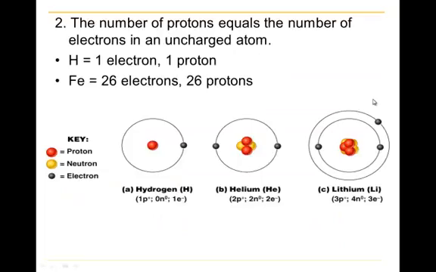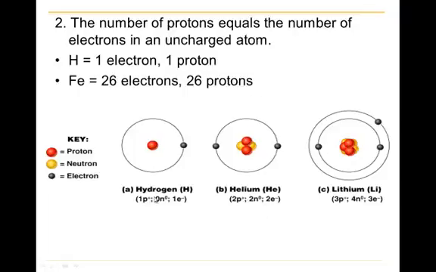A second characteristic deals with what I just said, that the number of protons equals the number of electrons in an uncharged atom. And so a regular uncharged atom has one negatively charged electron, one positively charged proton, for a net charge of 0. Or we could look at Fe. By the way, the first one was hydrogen. The second example here, Fe, has 26 electrons, 26 negative charges, 26 protons, 26 positive charges, and they cancel out exactly.